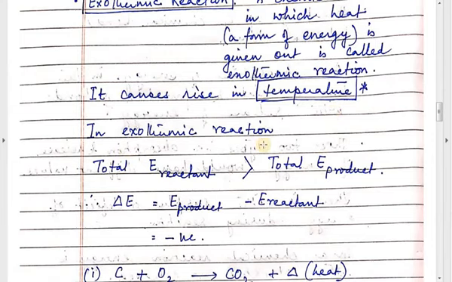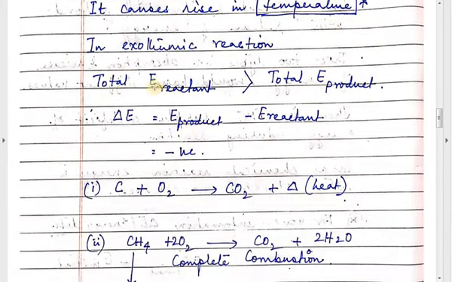Now in an exothermic reaction, the total energy of the reactants is greater than the total energy of the products. So if you use that previous equation, delta E is equal to energy of the products minus energy of the reactants. As the energy of the reactants is greater in value, you will get negative energy. Now in your physics etc., you will find more application of this negative value. So you can easily understand that this is the exothermic reaction.